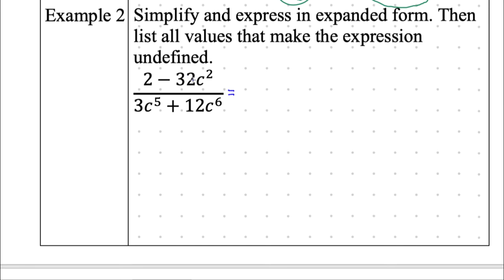Go ahead and do the greatest common factor for the numerator. Looks like it's going to be 2. Obviously, I can't factor out any c out of this because there's no c to factor out. So when I factor out a 2, I'm left with 1 minus 16c squared.